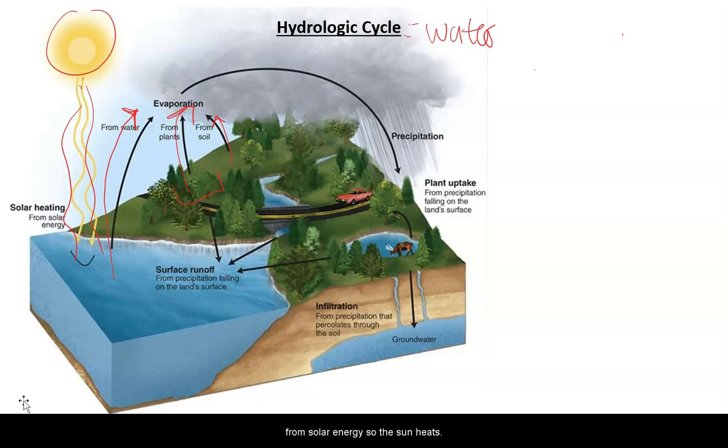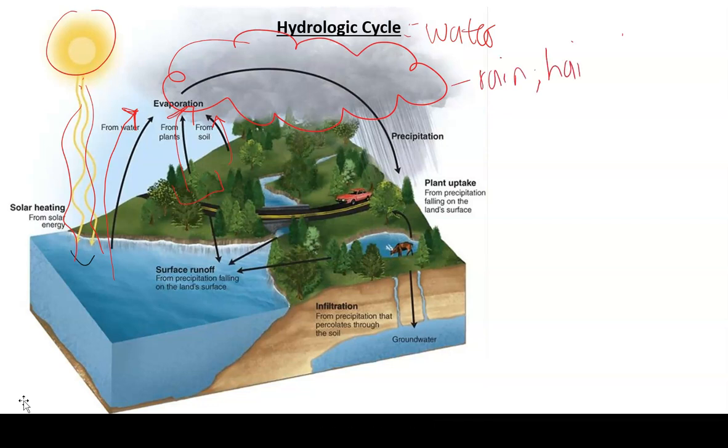So the sun heats up our land and our water, and that creates some evaporation. Some water turns into a gas. It goes from liquid to gas, and then it hangs out in the clouds. Once in the clouds, it will turn into something, either rain or hail or even snow. And then, as we all know, in New York, that will fall onto the land as precipitation. So all these 3 things are precipitation.